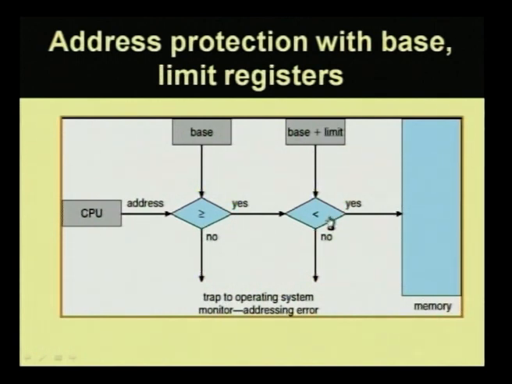The valid request goes on to be checked with the limit register. The address has to be less than the limit register, only then can it be valid. If it is still valid, the real request is given to the memory. If it is not valid, a memory trap is generated and the process comes to a stall. We will now go for a break and resume the lecture in a few minutes.